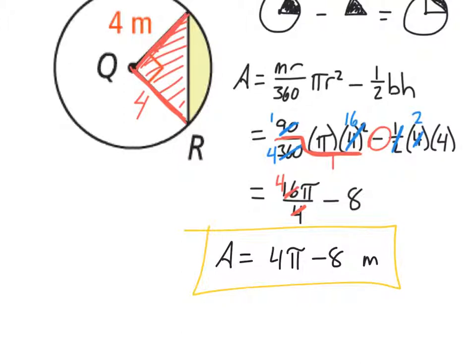Question? We don't put meters in square. Oh, I am so sorry. That should be square meters. Yes. Thank you for catching that. Absolutely. Square meters because we're finding an area. Yes. Okay. Good save. Any other questions on this problem?